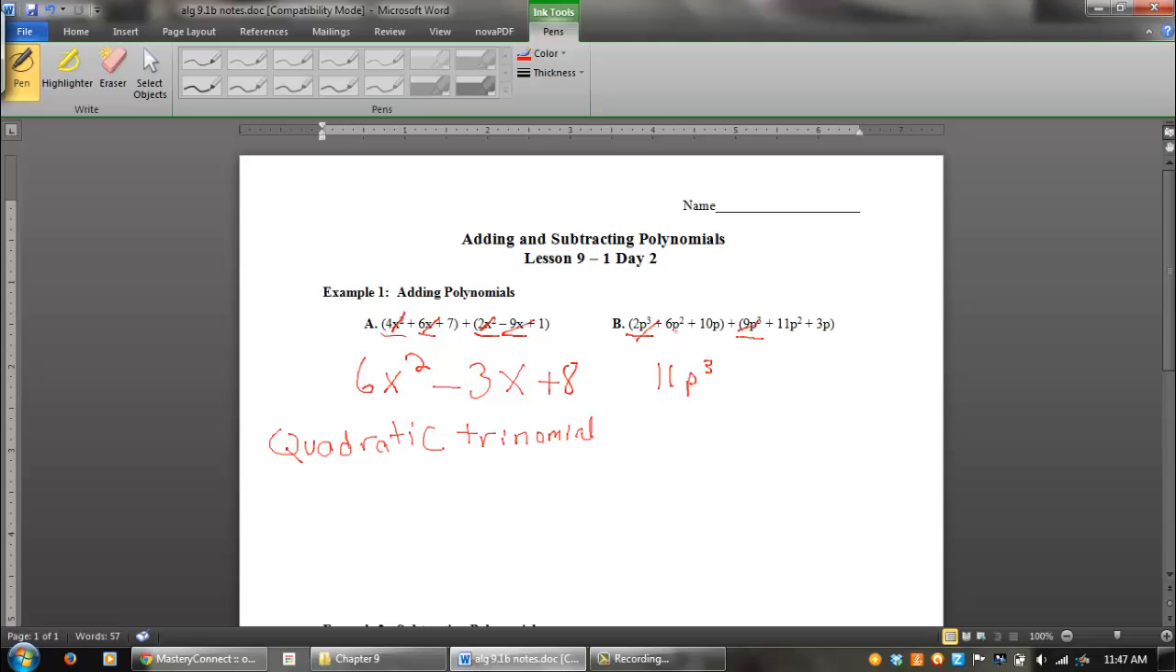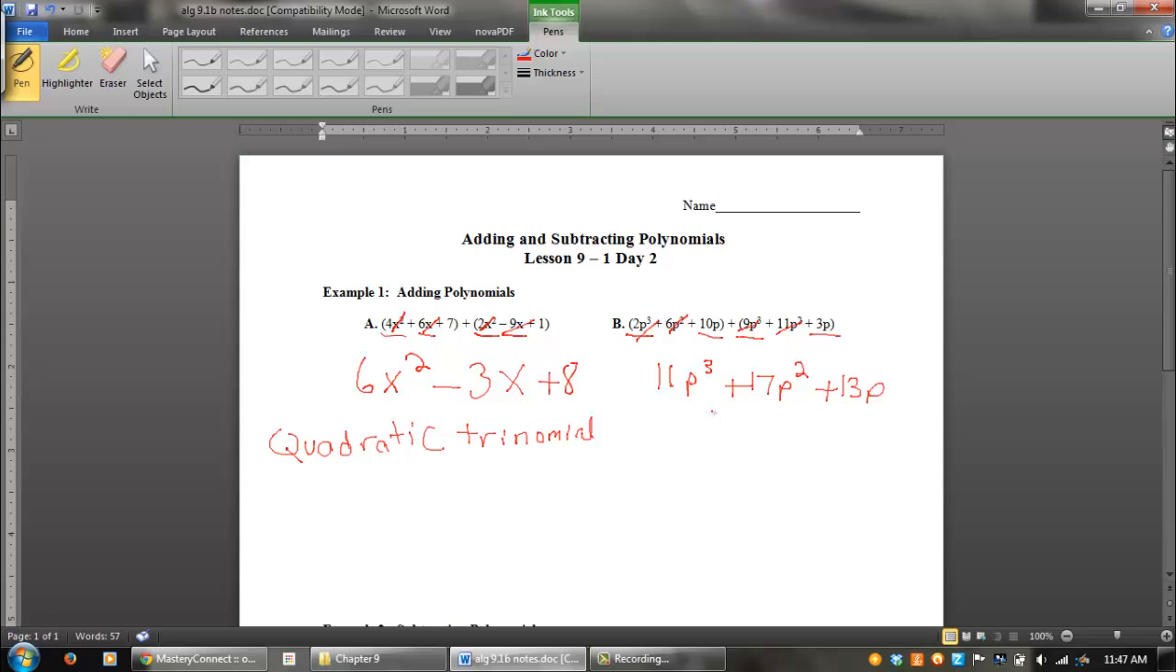Then we have a 6p squared and 11p squared. They're both positive, so we end up with 17p squared. That takes care of the squared terms. Then we have 10p and 3p. When we add those together, that gives us 13p.